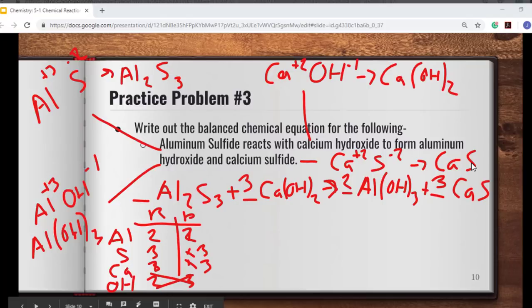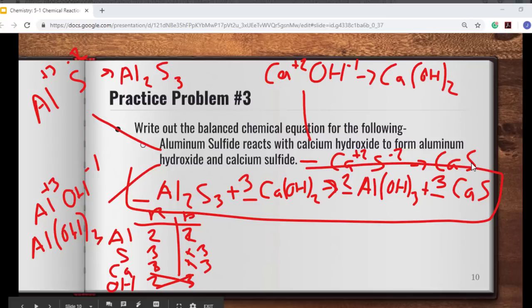I have 2 aluminums on the left and on the right, 3 sulfurs on the left and on the right, 3 calciums on the left and on the right, and a total of 6 hydroxides on each side. So this is my balanced chemical equation. Okay? It's a little bit more complex when you have a little bit more work to do, but like I said, keep in your mind that this is a bit of a complex process, and the more practice we get with it, the better off we're going to be.